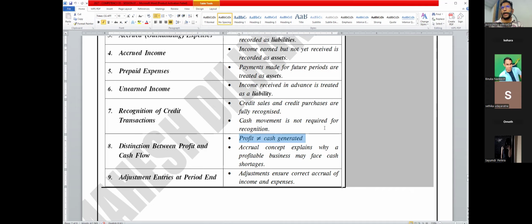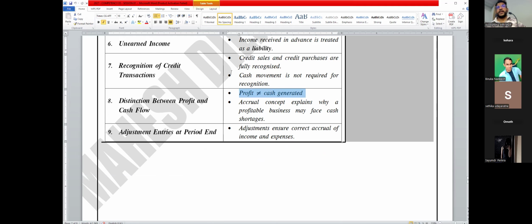Accrual concept, the last: adjustment entries. Adjustment entries at period end. Adjustments ensure correct accrual of income and expenses.